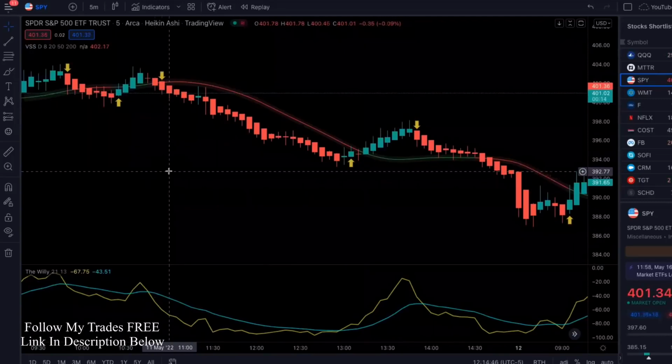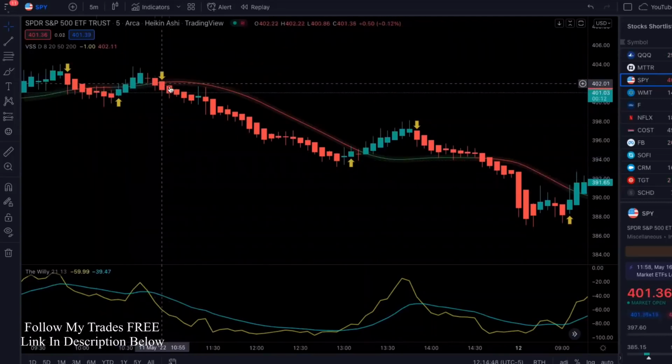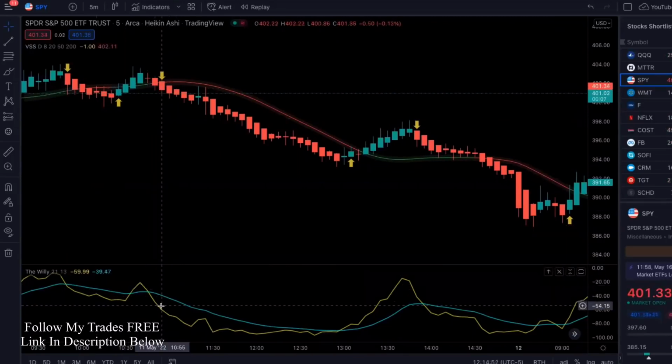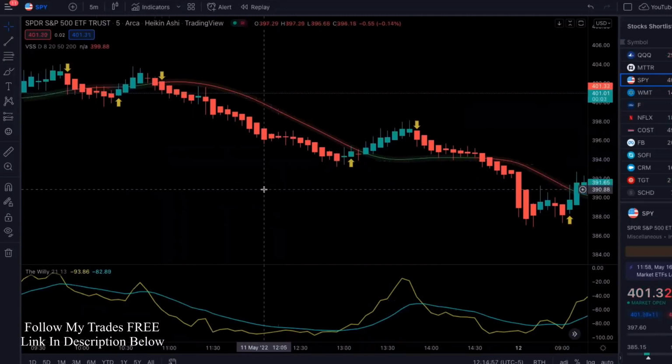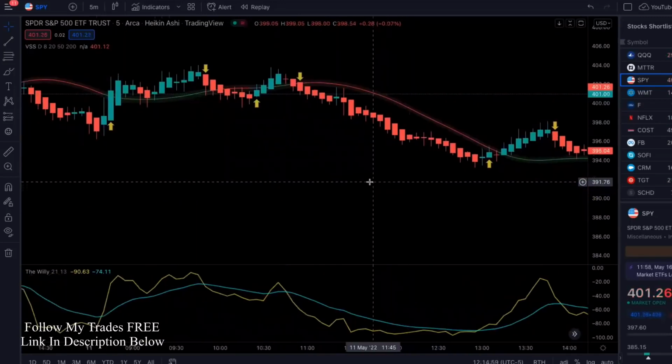Again, this would be pretty good too because it's starting to come down. You see the down arrow. You see the yellow line below the blue line. Great sell. Swing it down. And this works great on the 5-minute chart, by the way.